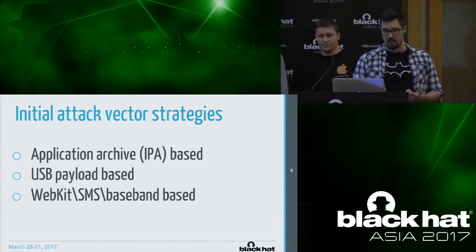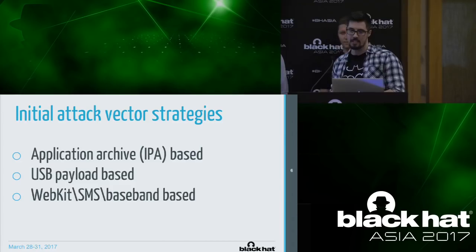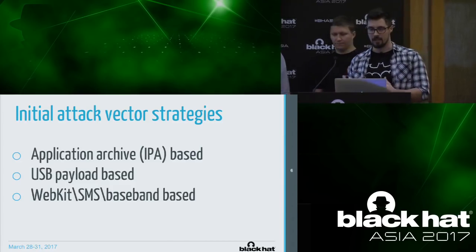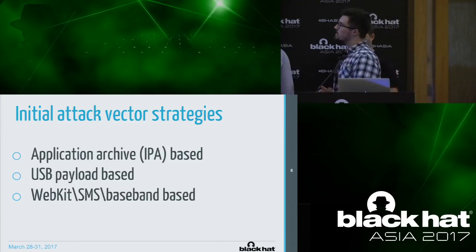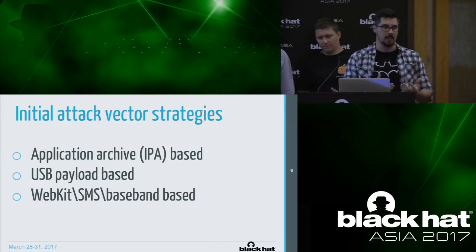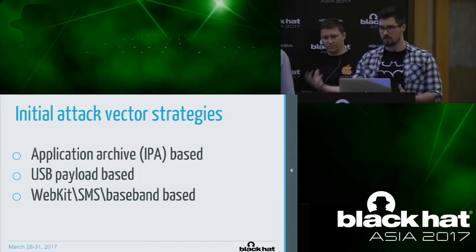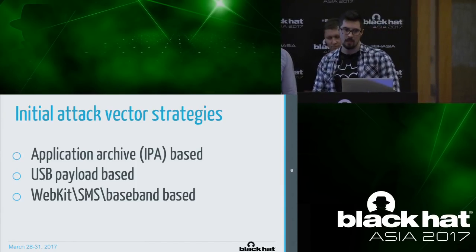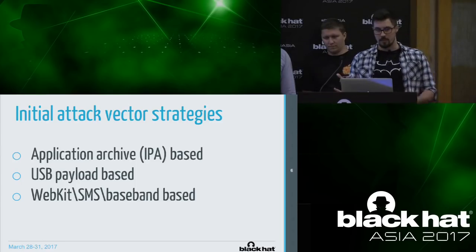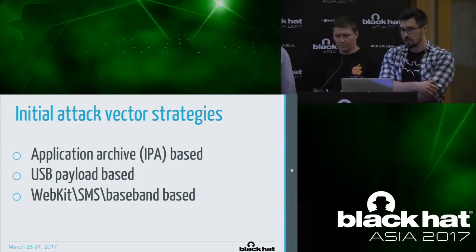So the next thing is, what are the possible initial attack vectors? How to install the payload which contains a jailbreak on a device. The easiest and most popular way is making an application archive and installing it on the device, which will basically trigger the exploit code. The USB payload is also a pretty good attack.